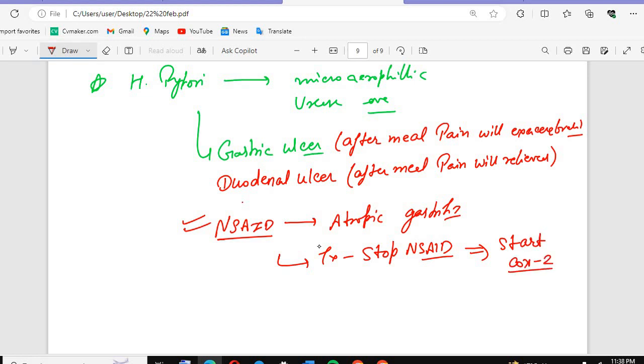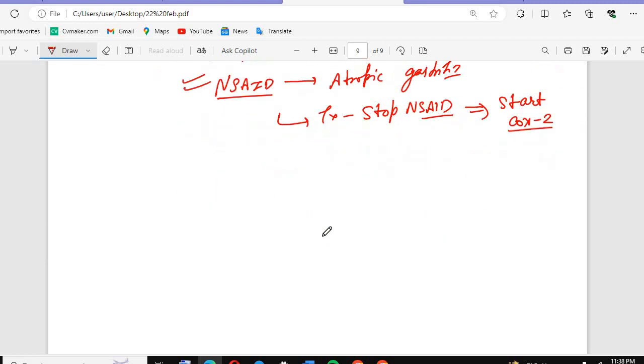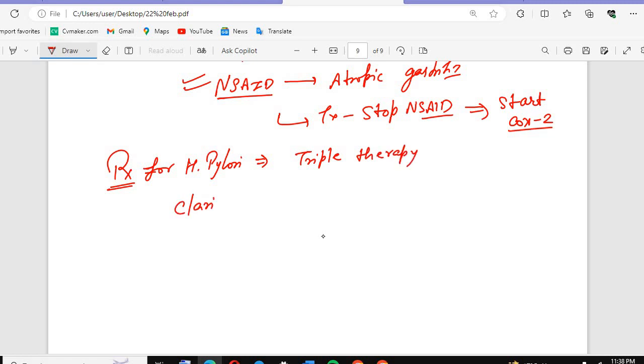The treatment for Helicobacter pylori, remember this is the treatment. We will give the triple therapy. What triple therapy do we give? We give clarithromycin plus amoxicillin, plus we give pantoprazole or any azole we can give. Pantoprazole, omeprazole, so this we can give. Okay.